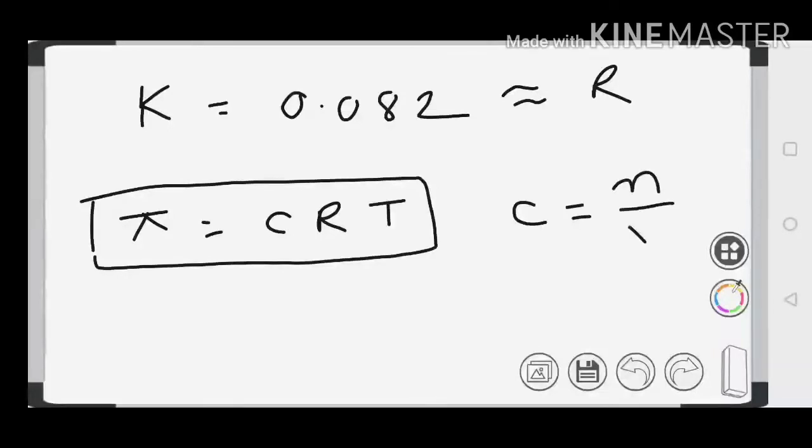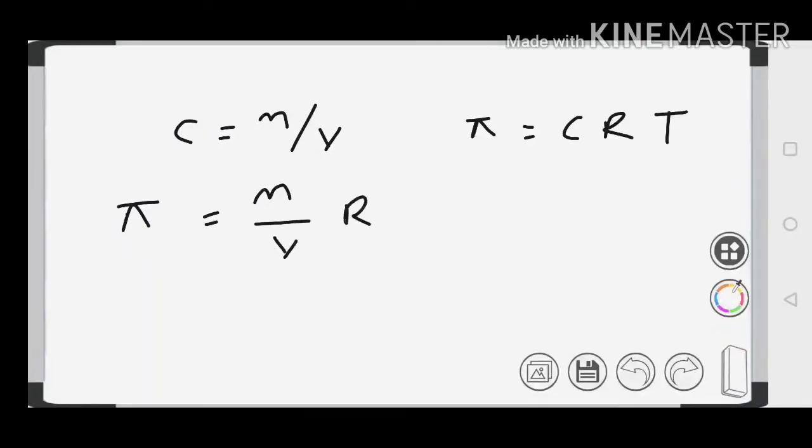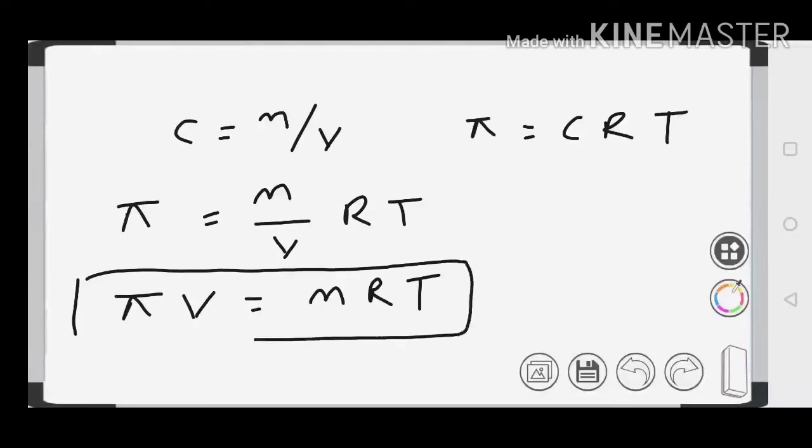Here C can also be written as n by V. If C is equal to n by V, that is the number of moles per volume, then pi will be equal to CRT as we already know. So pi we can write as n by V into R into T. Now pi V is equal to n into R into T. So this formula will be another one which we can use for solving the numericals.